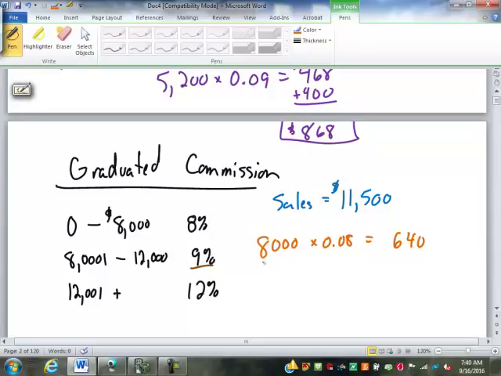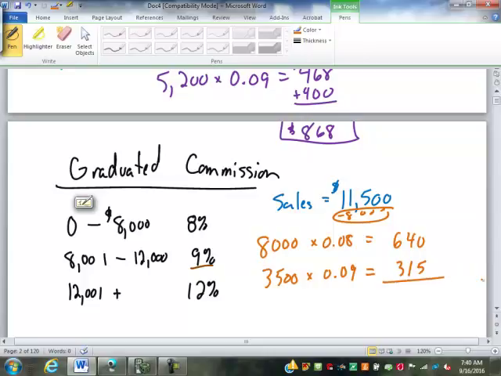So now we have to figure out how much is above 8,000. Well, if we subtract 8,000 from this, that's 3,500, correct? Oh, here? Yeah, you're right, 8,001, thanks. So it's 3,500 times 0.09. Everybody see where the 3,500 came from? We took 8,000 away from their sales because we already paid the commission on the first 8,000. There's 3,500 left. So that's going to be, what, 315?